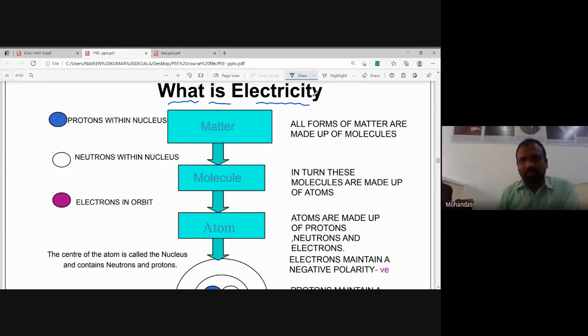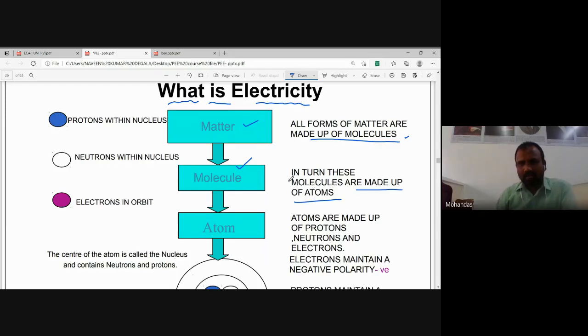What is electricity? Now let us see here. If you observe any matter, all the forms of matter are made up of some molecules, right? And again, these molecules are made up of atoms. These are the basic things which are required to understand the Unit 1 concepts. So try to concentrate on these things here.